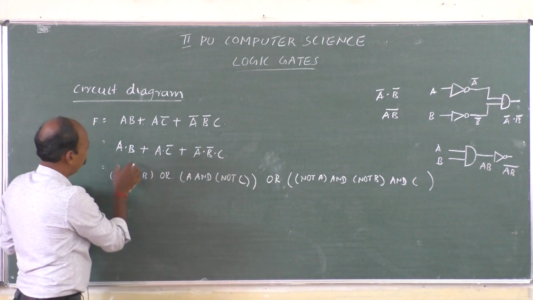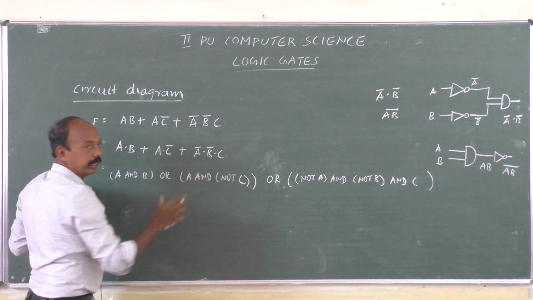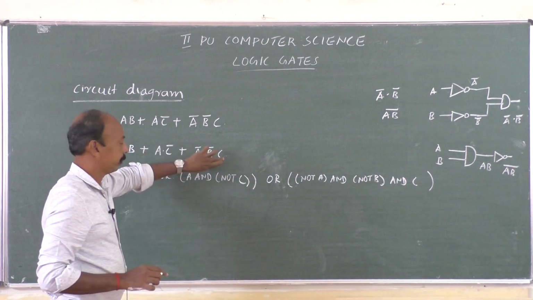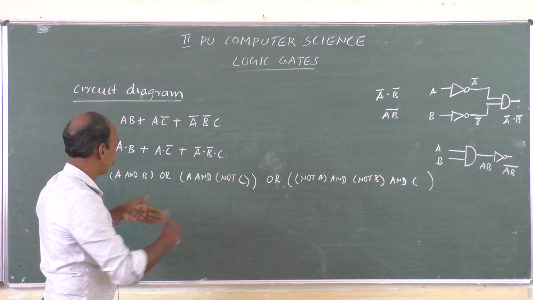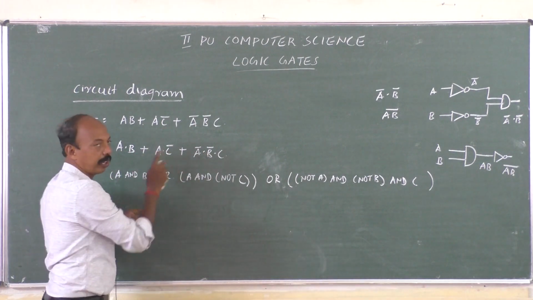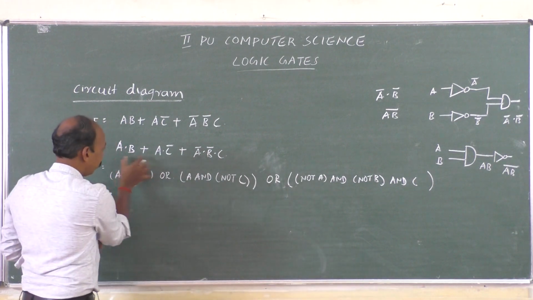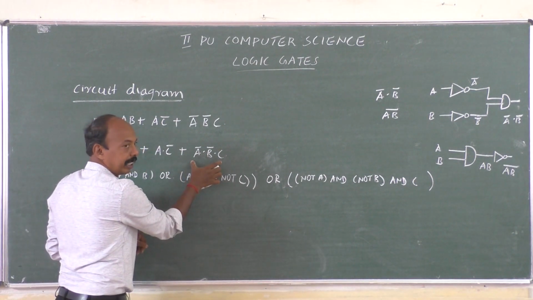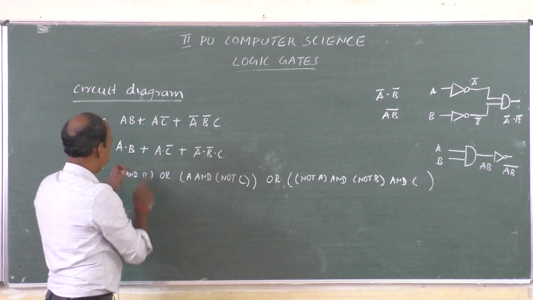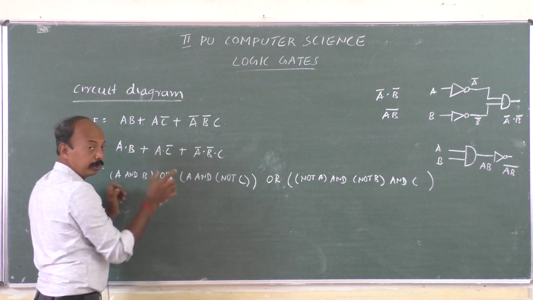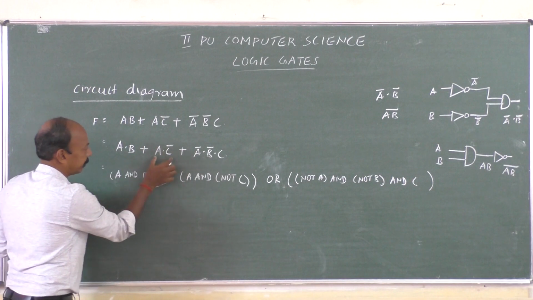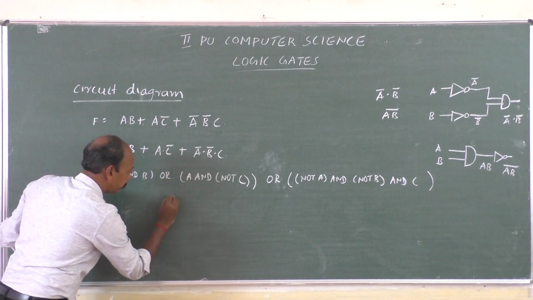So here 1, 2, 3. 3 AND gates we should have. First one, second one, third one, but in the same level. In the second level, it has to be fed to one more gate, that is the OR gate. So in the first level, we will be having 3 AND gates. And in the next level, how many OR gates? Only one OR gate. Whatever answers we are getting from those AND gates have to be fed to the OR gate.